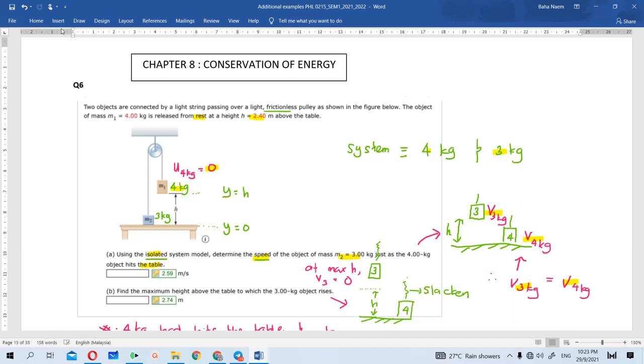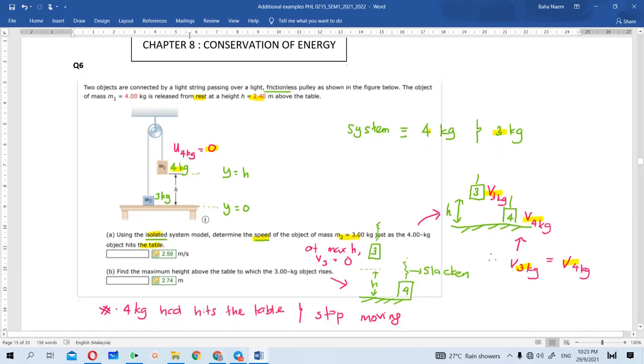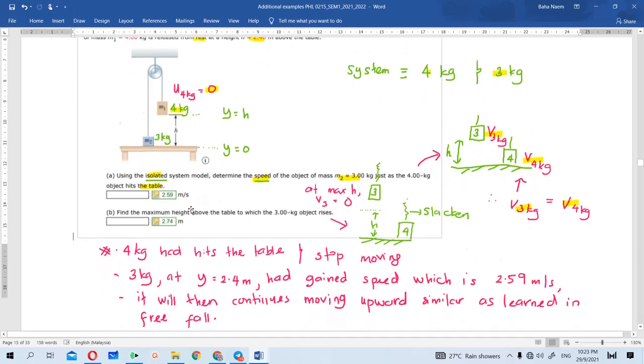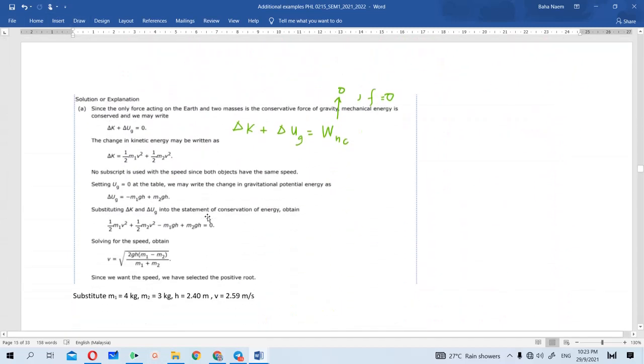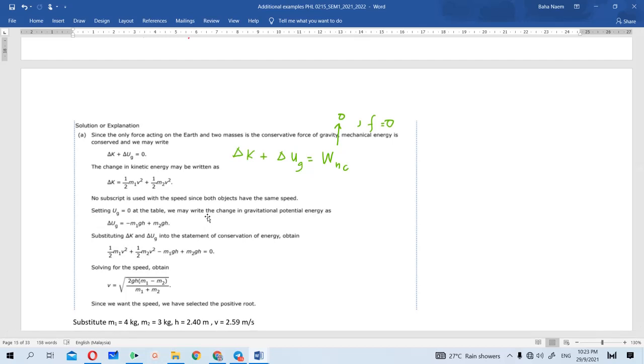Now how do we process the info then? By using the idea that they have the same V, we will see here the expression to be used. We will consider there is no friction, so delta kinetic energy plus delta change in gravitational potential energy is equivalent to 0, because there is no friction.